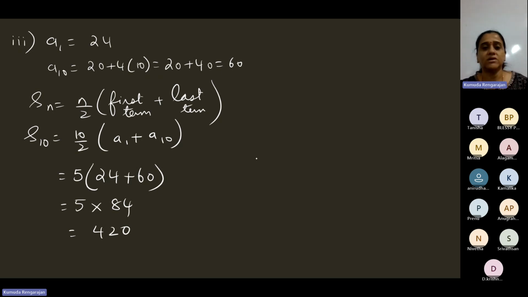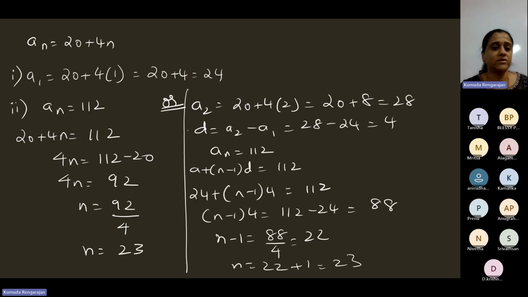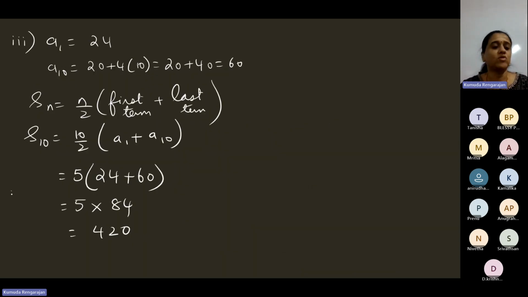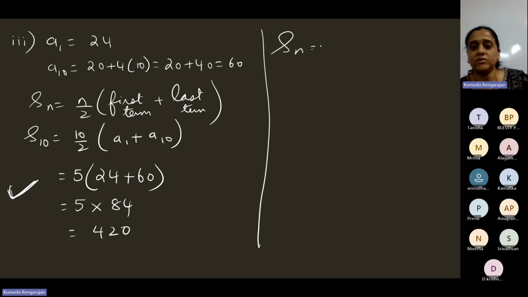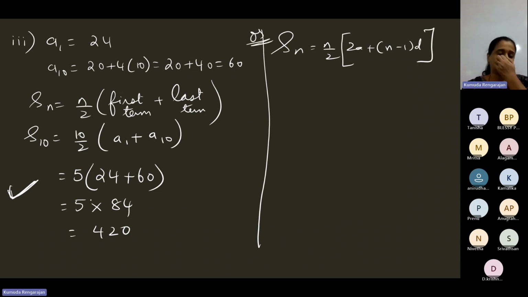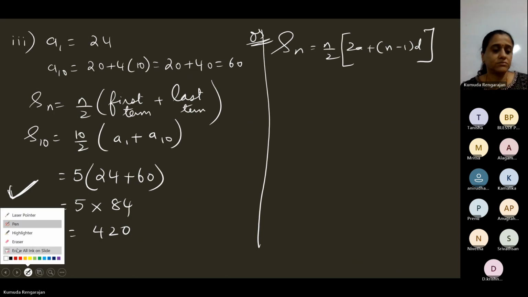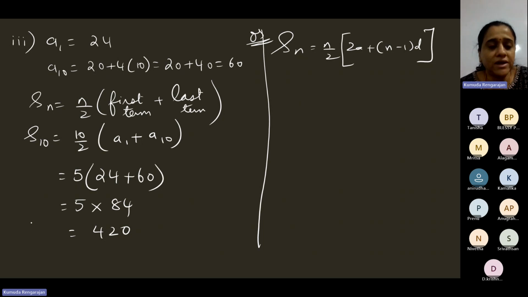So you can also do it like this. Supposing if I did it like this, I don't have the value of D. So we have this option, where you don't need the value of D. We can also use the formula Sn is equal to n by 2 of 2a plus n minus 1 into D to find Sn. This is another formula to find Sn, n by 2 of the first term plus the last term.